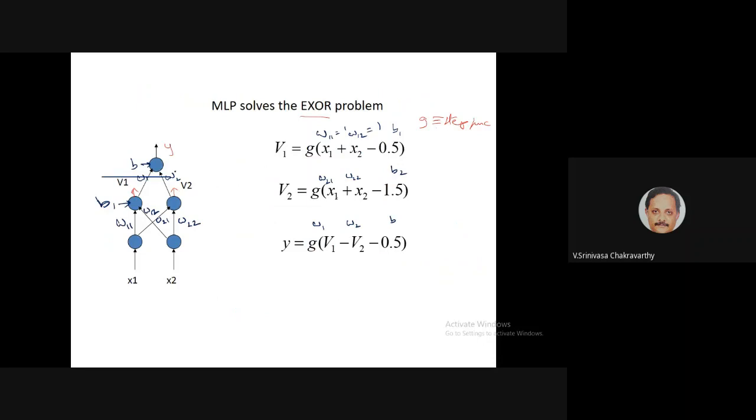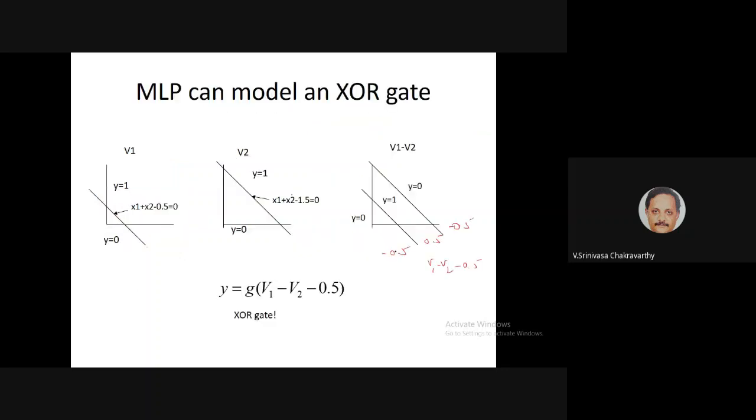Now in the actual output neuron, Y is equal to G of V1 minus V2 minus 0.5. So basically I have taken V1 minus V2 and subtracted 0.5 from that. Then this strip will have a value of 0.5, and on both flanks it will take the value of 0 minus 0.5, that is minus 0.5. Now if I pass this quantity through a step function, what do I get? Because the argument is positive here and negative here, the final output Y will be equal to 1 in this strip and 0 on both sides. That's exactly what you want for an XOR gate.